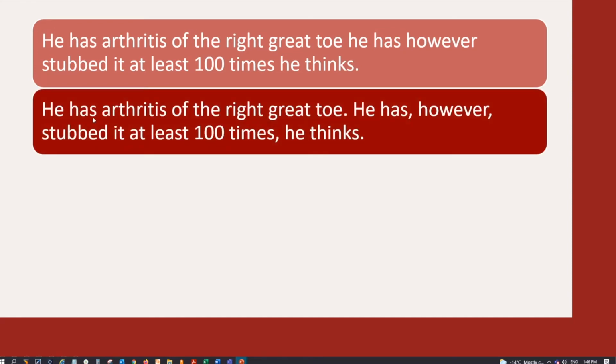Okay. He has arthritis of the right great toe. That's one complete sentence. And then if we just look at the next one, he has stubbed it at least 100 times. That's your complete sentence. However is your interrupting element, and he thinks is added information. So when however is smack in the middle of a sentence and it's not joining two complete sentences together, it's an interrupter. So we're going to put a comma on either side of however. He has, however, stubbed it at least 100 times. And then we set the added information off with a comma.